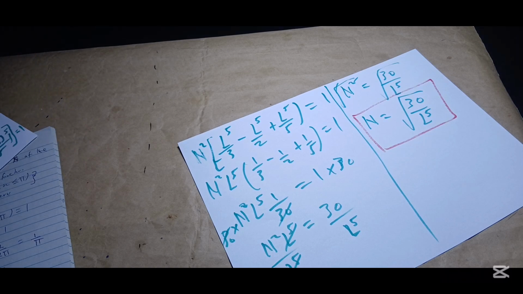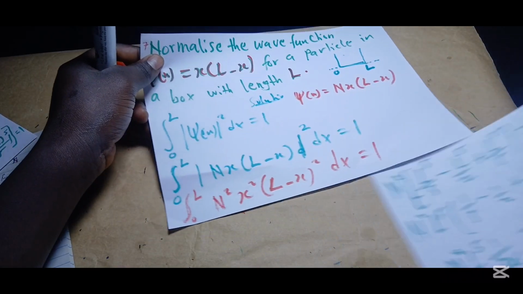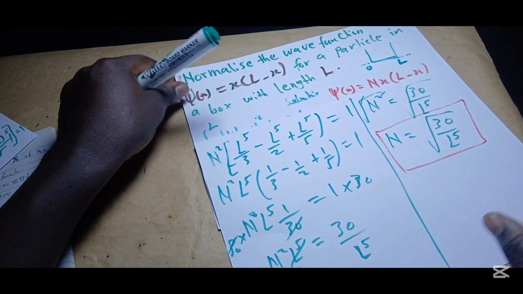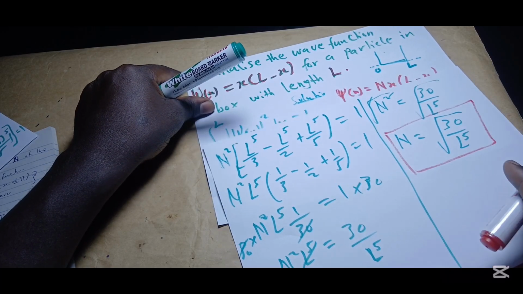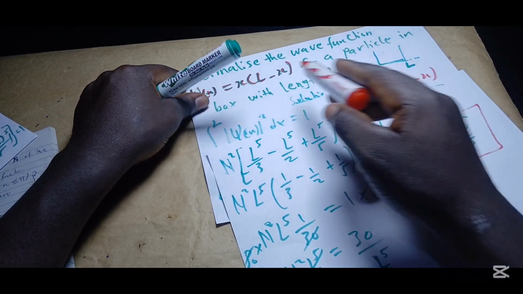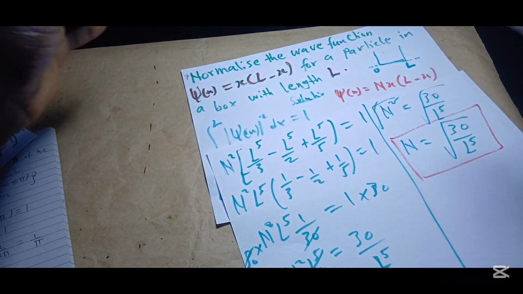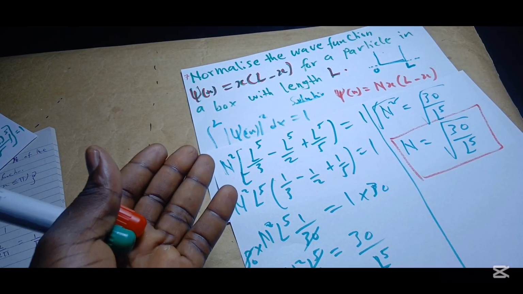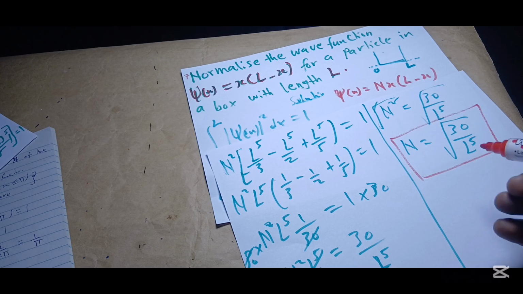The question asks us to normalize the wave function. The question didn't indicate any letter for the normalization constant, and we decided that N should be our normalization constant. We just multiply it by the given wave function, take the absolute square of that, and integrate with the given limits to get our normalization constant.